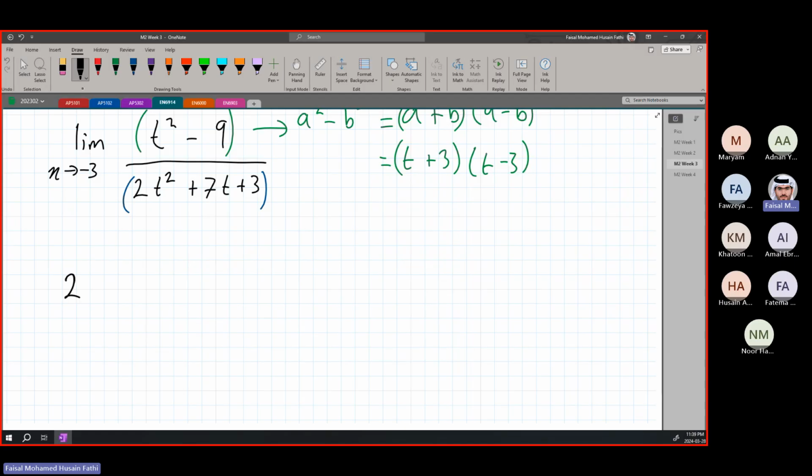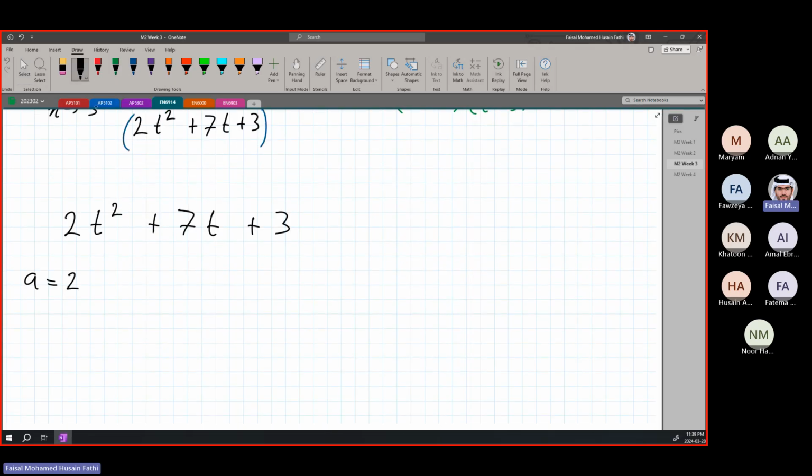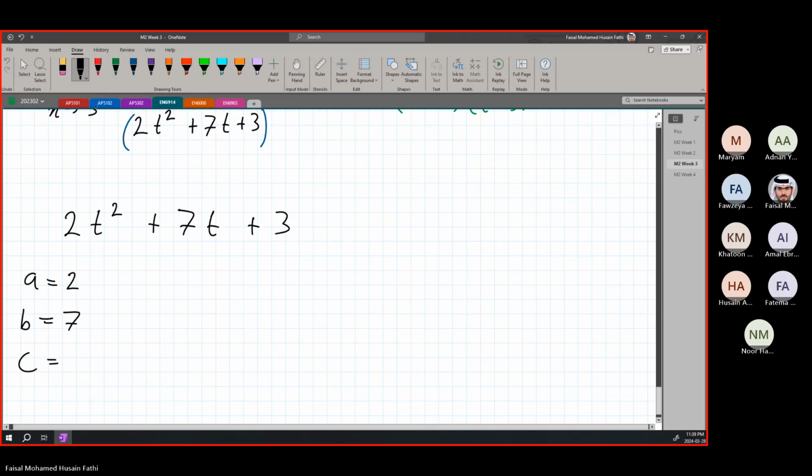We have the 2t squared plus 7t plus 3. Okay. So we want to factorize this because we have a equal to 2. We will use the old method. We have b is equal to 7. And we have c is equal to 3. So we will look at our a times c value.